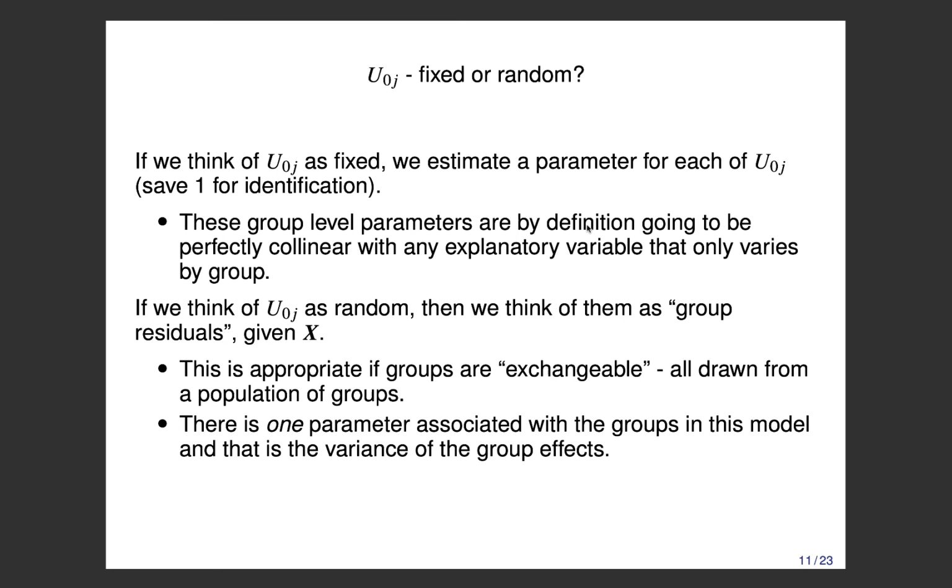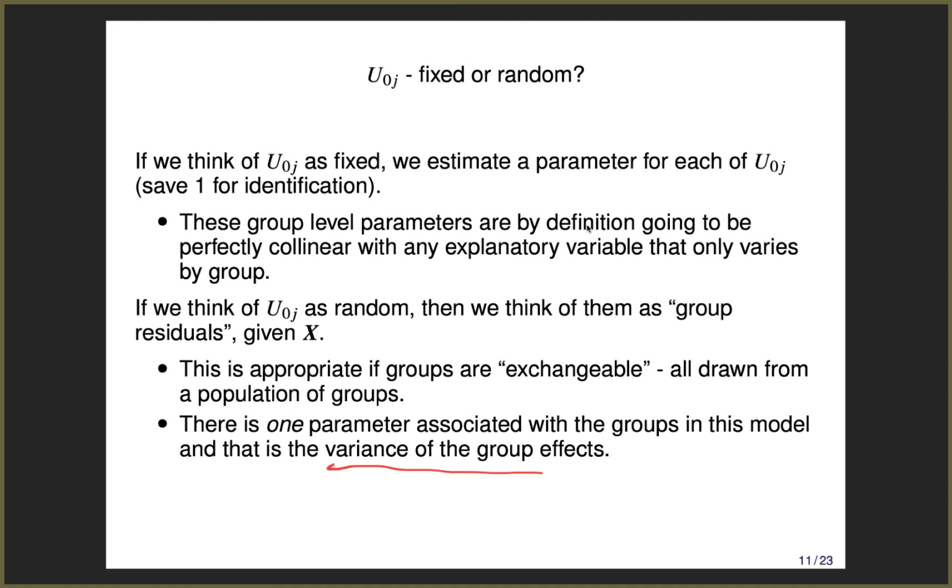When we think about the unit effects as random, there's one parameter associated with the groups in this model, and that's the variance of the group effect. This variance is actually the parameter that we really care about, and I'll show you an example of what that looks like later on. It tells us how variable those group intercepts are around the mean. If they're really variable, there are really big differences in baseline outcome as we move from one group to another, and if that variance is really small, there aren't.